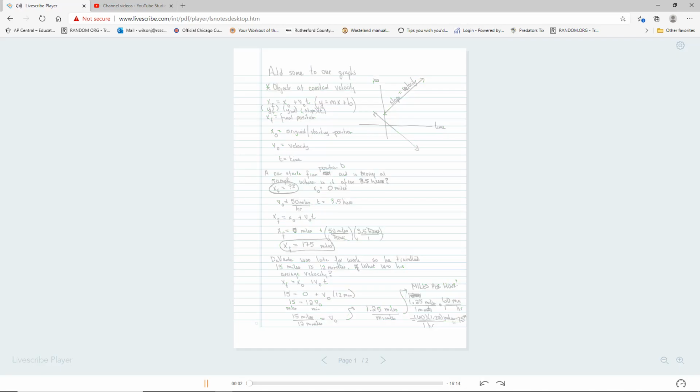Okay, we're going to add some math to our graphs. We're going to start with objects at constant velocity, and then we'll add to this objects at constant acceleration. So what happens when you have the same velocity the whole time, and then what happens if you have the same acceleration all the time.